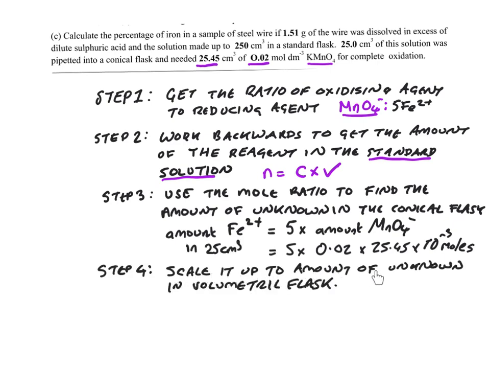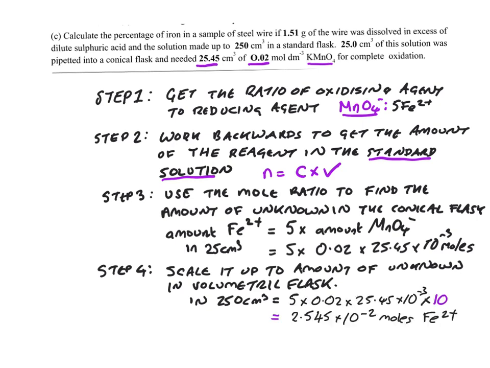Step 4 is we scale it up to the amount of the unknown in the volumetric flask. So that was all of our Fe2+ ions that were transferred in our volumetric flask. So we took out a tenth, and therefore we need to scale it up 10 times to get the amount that was in the volumetric flask. So that's in 250 centimetres cubed. So we now times the number of moles that was in 25 by 10. So we now have the exact amount of iron that was dissolved in our volumetric flask. All that we need to do now is convert that to a mass.